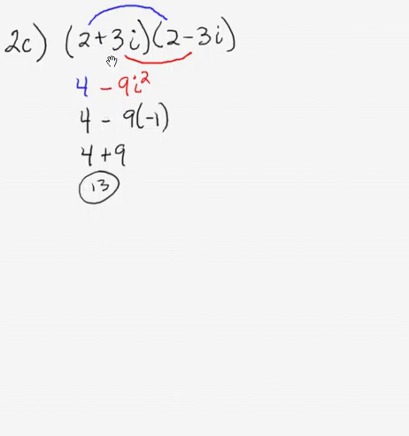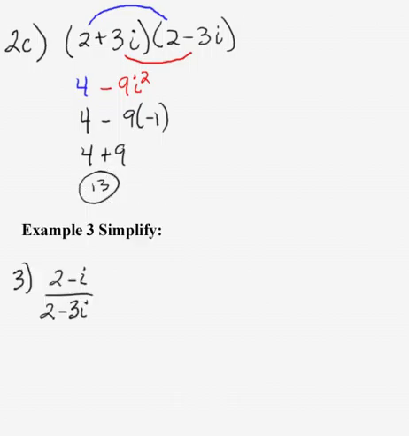So again, when we have complex conjugates, just like when we had binomials containing radicals that were conjugates, we multiplied them and all the radicals disappeared. Here, when we multiply complex conjugates, we get a real number without the imaginary portion, which is very important in simplifying the next example.